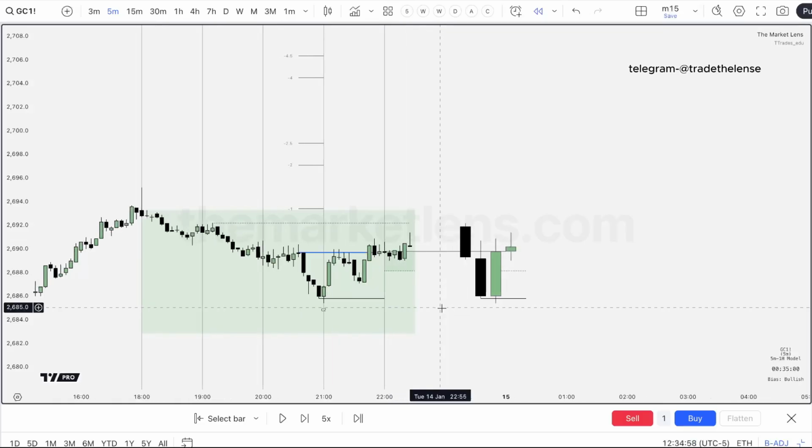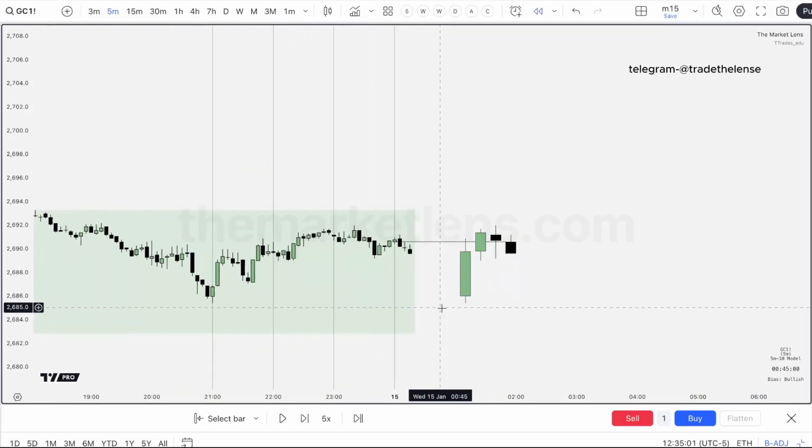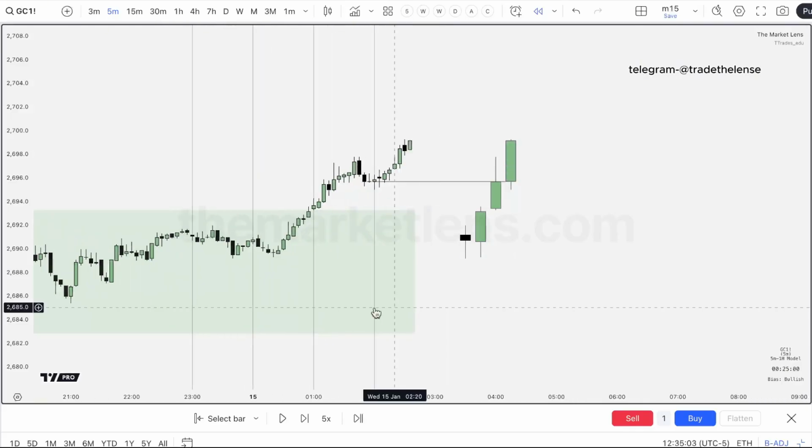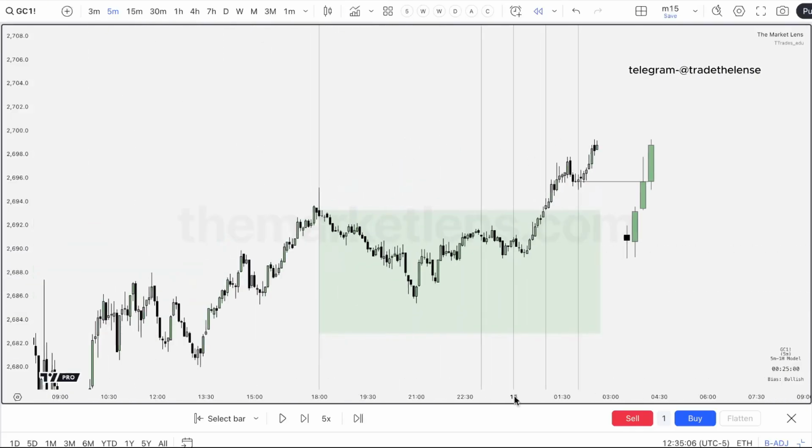And you can see you get a setup in there, right? A little bit of consolidation in there, but the low does hold to trade.